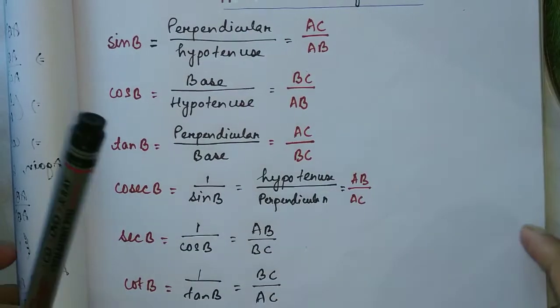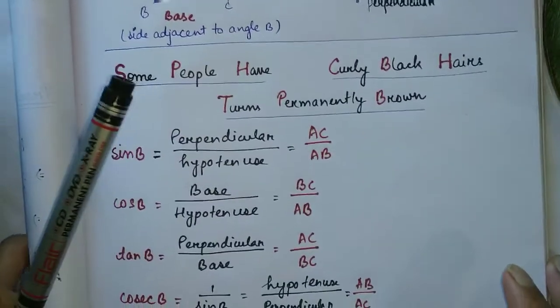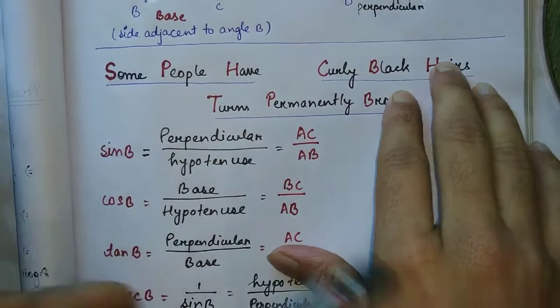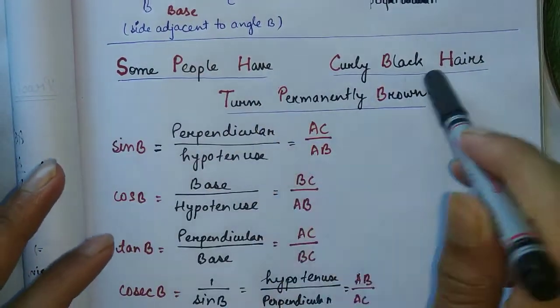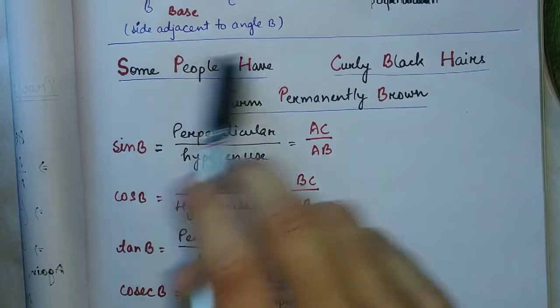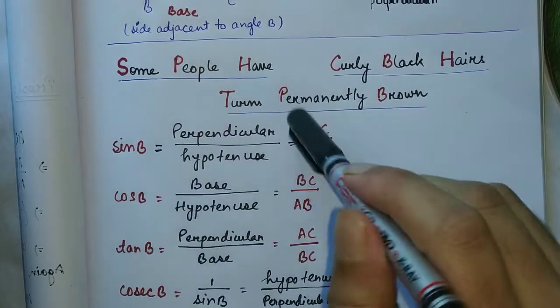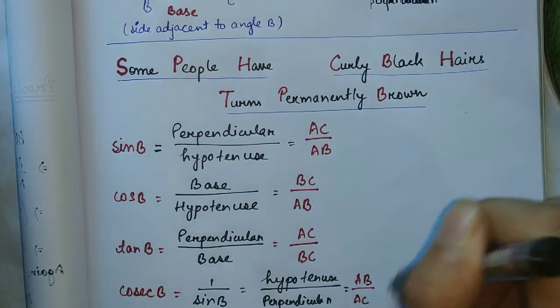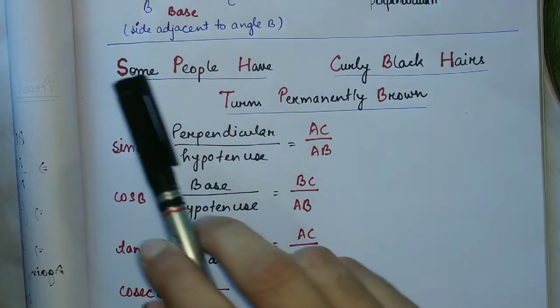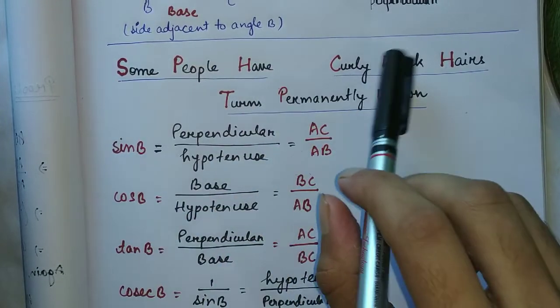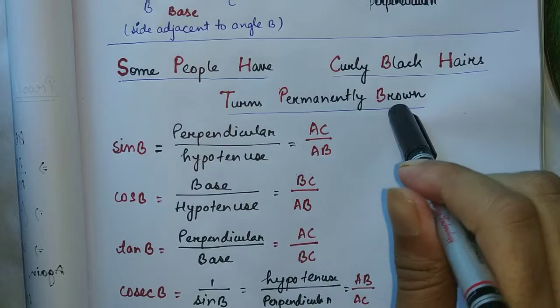They can easily get confused. So there is a simple trick to remember all these ratios. This is my trick. There are many other tricks as well, and this is what I advise students generally. If you learn this simple sentence, then you can easily remember all these trigonometric ratios. So what does this sentence say? Some people have curly black hairs turns permanently brown.